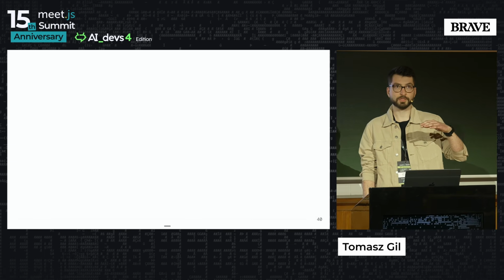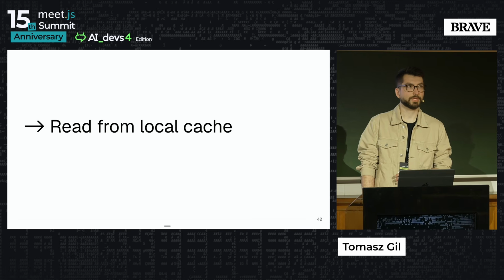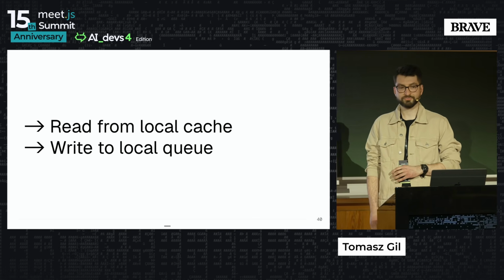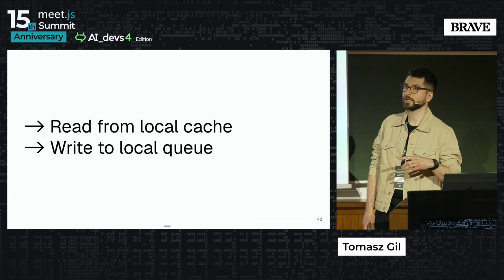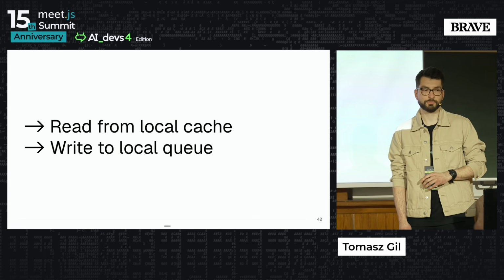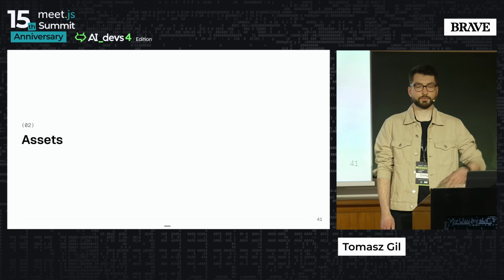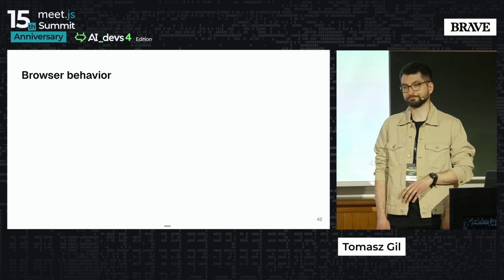And on a technical level, that translates to the following. Our app has to be able to read data from local cache when the user is offline. And two, it has to be able to write any updates to a local queue that we will replay later when the user reconnects. And with that out of the way, let's now make sure that our app can even load offline.